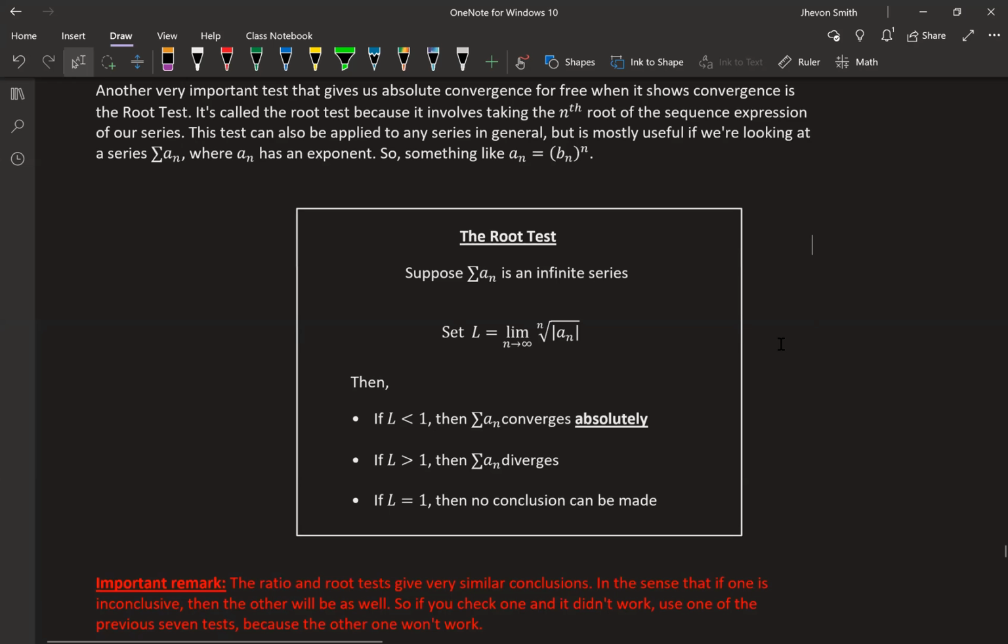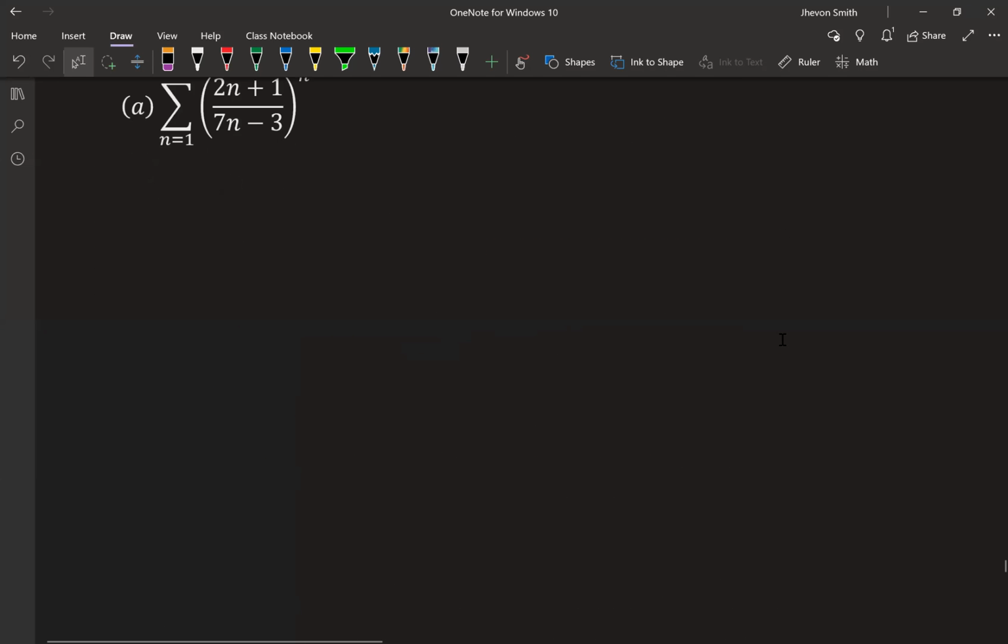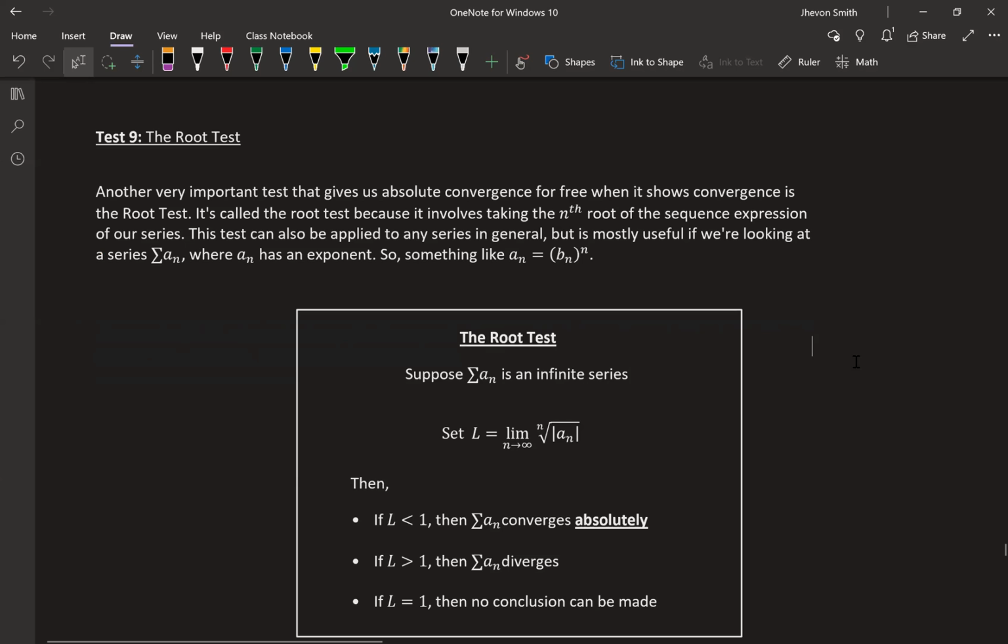Anyway, the last test that I want to cover is the root test. This is the last one in the list, the ninth series test. It is particularly useful when the series looks like an exponential. If you notice the series looks like some expression raised to the nth power, this test is often going to be very convenient to use. And again, the test for divergence wouldn't work out.